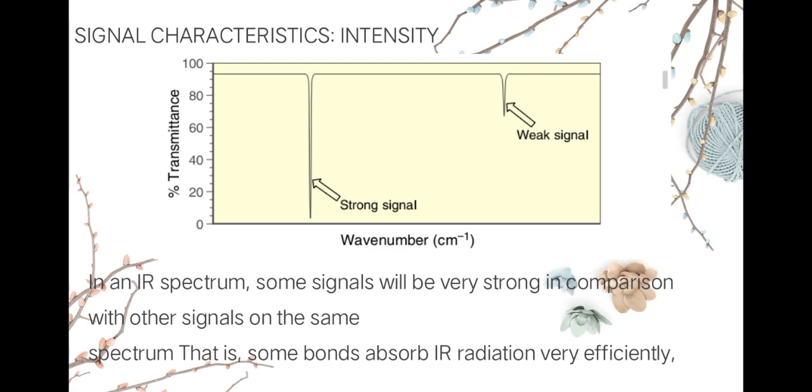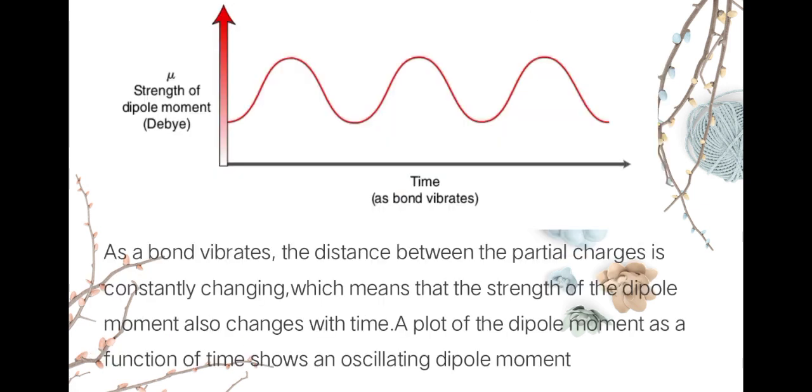For signal characteristics, intensity: here the example pictures the comparison of a strong signal and a weak signal of an IR spectrum. In an IR spectrum, some signals will be very strong in comparison with other signals on the same spectrum, that is, some bonds absorb IR radiation very efficiently. This depends on the change in dipole moment when a bond vibrates. Recall that the dipole moment of a bond is defined by this equation.